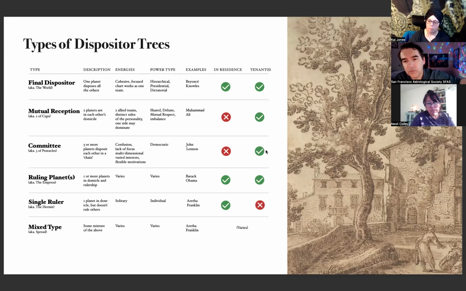Don't worry too much about the details here. I know I'm throwing a lot at you. It'll make more sense; we're going to go through each one individually. Very common is this mixed type. I don't have percentages of how often these occur, unfortunately, but there's some mixture of the above.